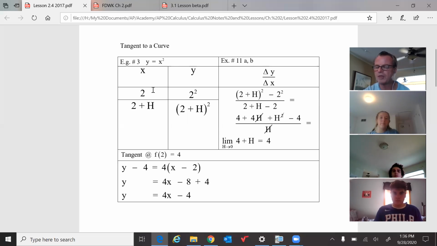Y equals x squared. So they gave me the input. They gave you 2. 2 squared is 4. So that point's on the graph. Then what am I going to do? I'm going to replace 2 with 2 plus h. I'm going to move h units to the right. You can see this picture in the book.